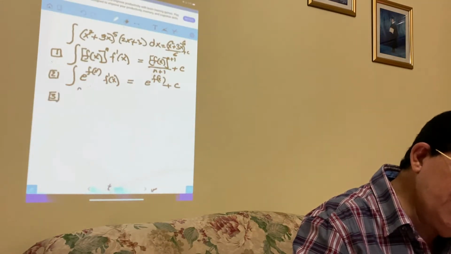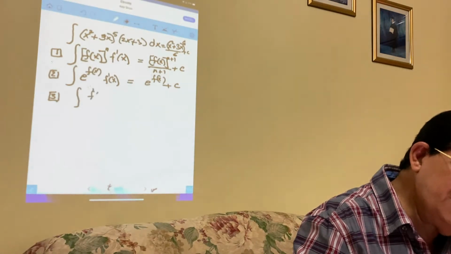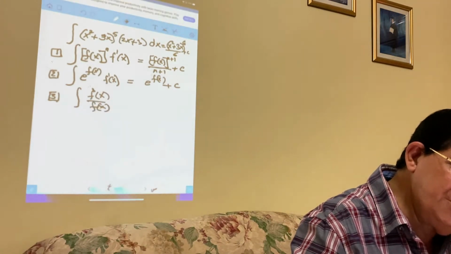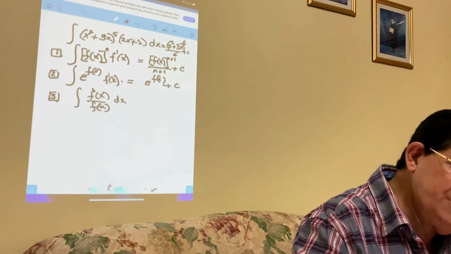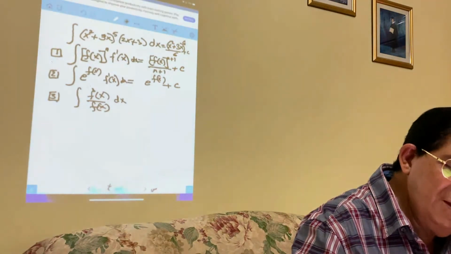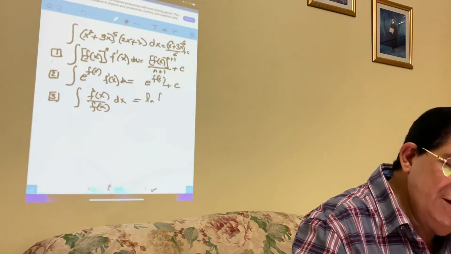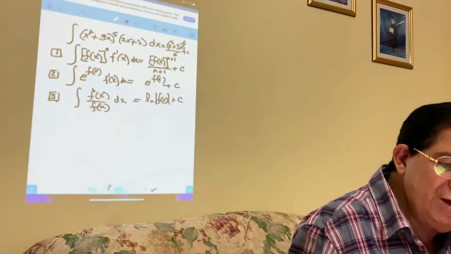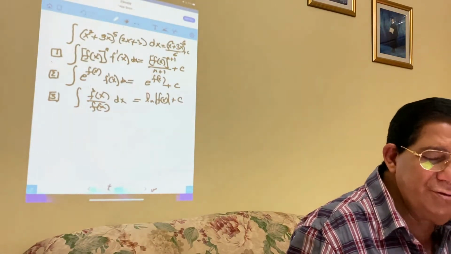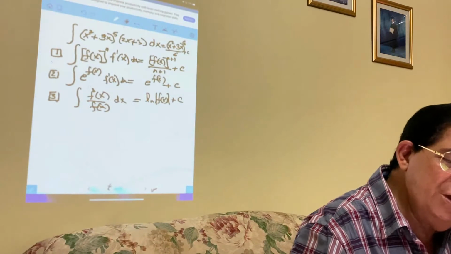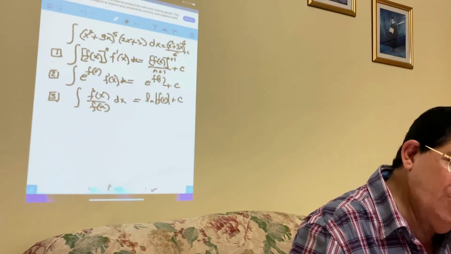What is the integration of f dash x over f of x dx? Then this is going to be ln modulus of f of x plus c. And why again? Because if we differentiate this, we get this. All these rules are true because if we differentiate the right-hand side, we get the left-hand side.